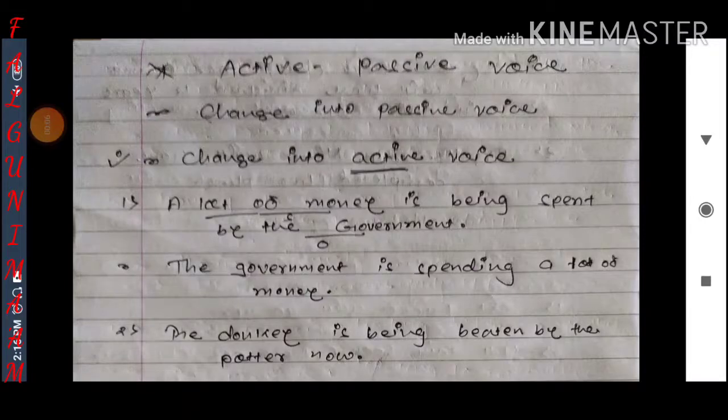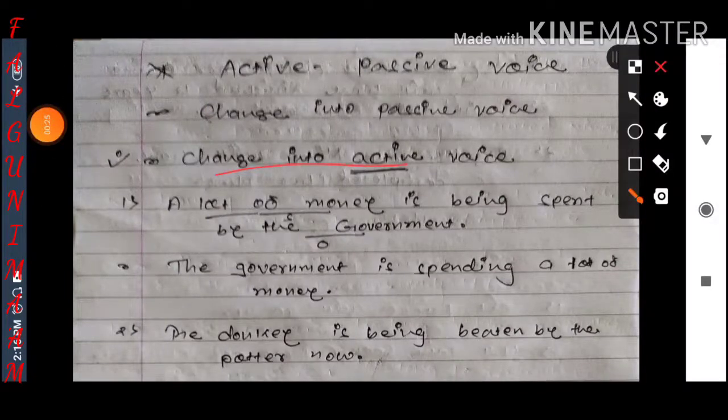Today we will continue our session with active and passive voice. In previous videos we have seen how we can convert an active sentence into a passive one. Right now in this video we'll discuss how we can change a passive sentence into an active one. So, change into active voice.